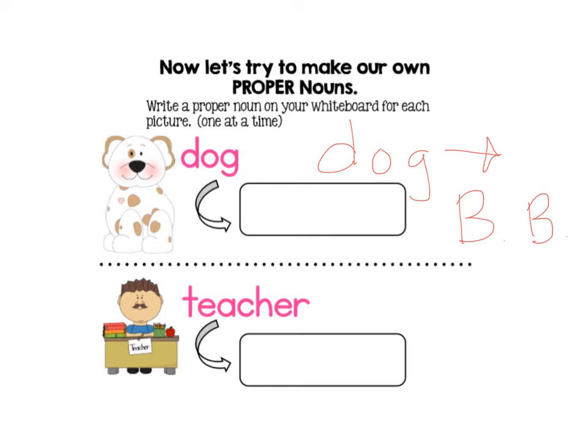All right, you try number 2 by yourself. So in your notebook, you write teacher, and then an arrow, and then write the name of a teacher.